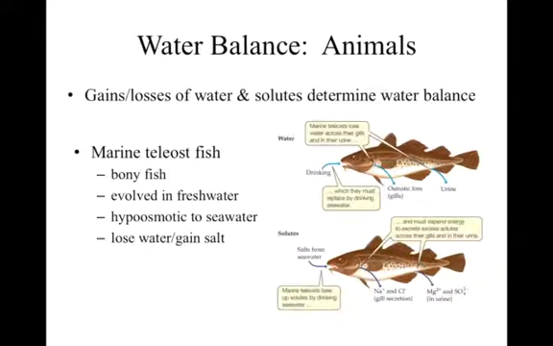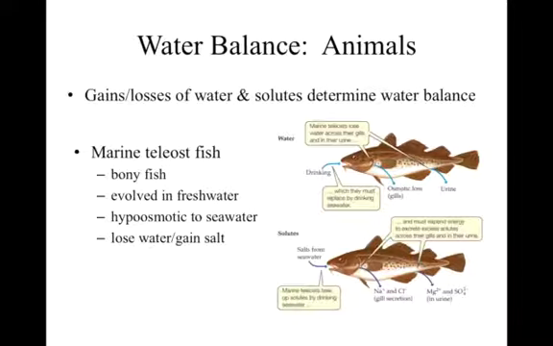You might think all fish in the ocean are like that, but they're actually not. Some fish that live in the ocean, unlike sharks and cartilaginous fish, actually evolved in freshwater. And these are the marine teleost fish, or the bony fish. Because they evolved in freshwater, their bodies tend to be less salty than the salt water around them. Their bodies are more similar to fresh water. And so they have a problem because they have more water and less salt than the ocean around them, and so they constantly lose water and gain salt to their environment.